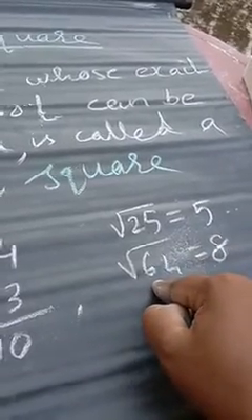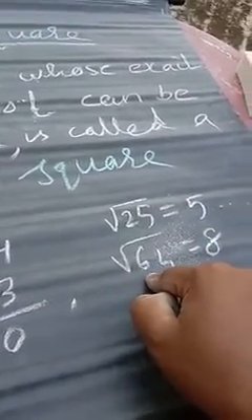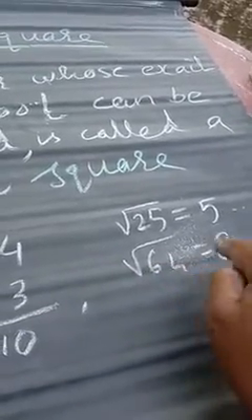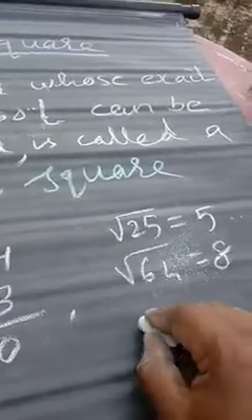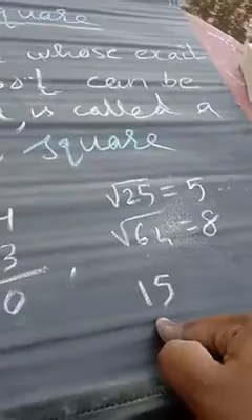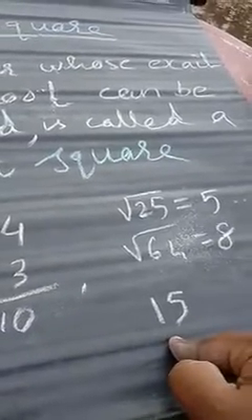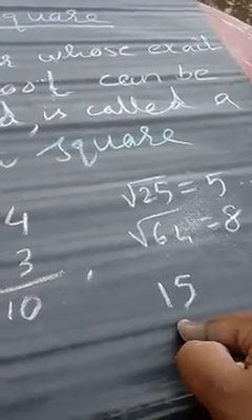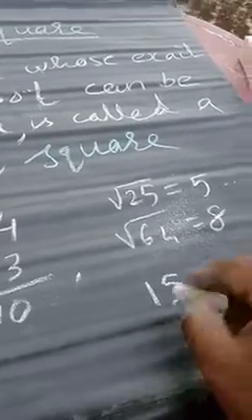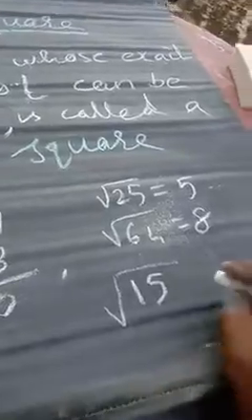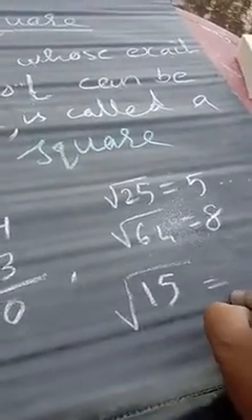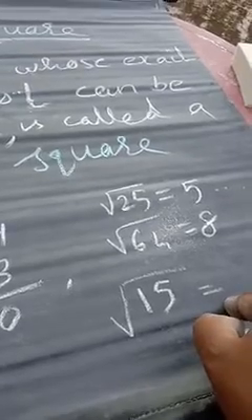Another example, 64. 64 is a perfect square. How? Because root 64 is equal to 8. Next one, 15. Is 15 a perfect square? No, because root 15 we can't find exactly. This does not exist as a perfect square.